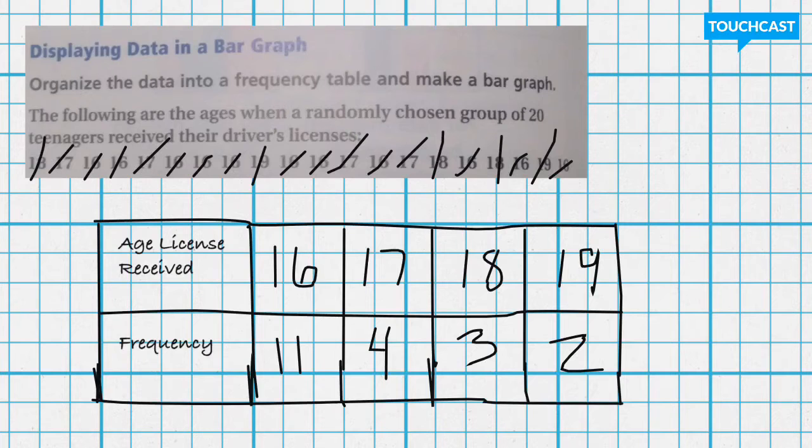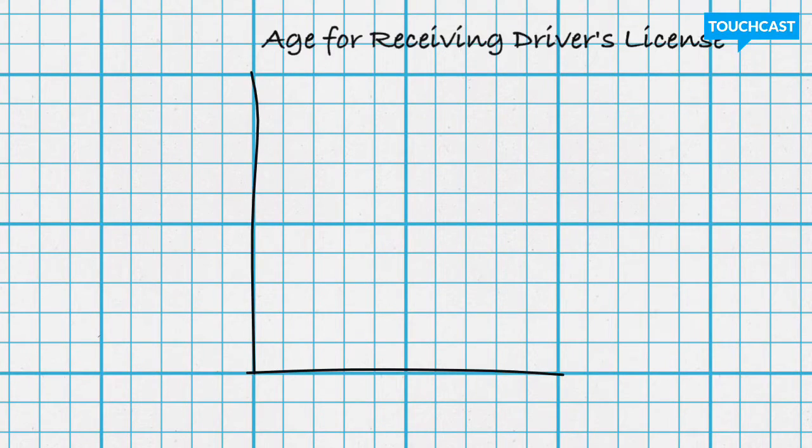Now we'll make our bar graph. There's one thing every graph needs, and that is a title. Let's title our graph the age for receiving a driver's license. We also need to label the axes. So our x-axis is going to represent our age, while our y-axis is going to represent the frequency.